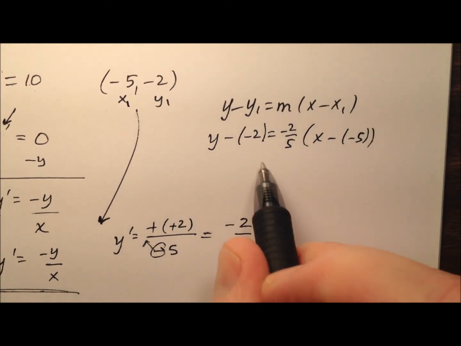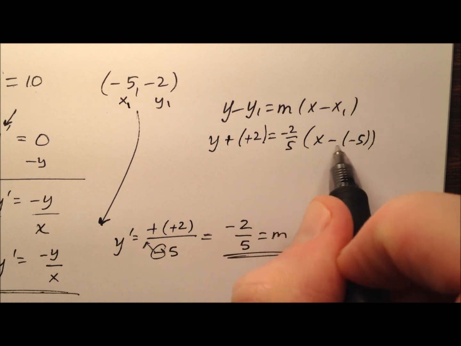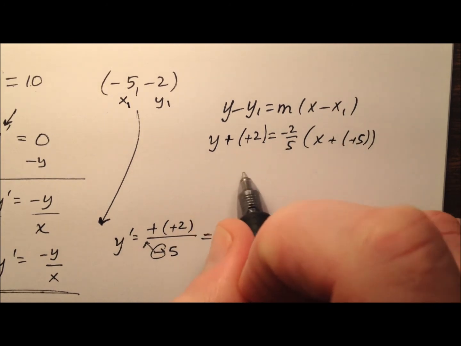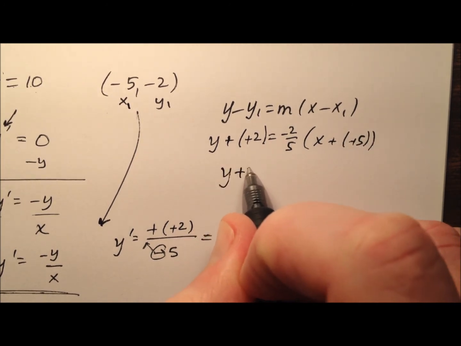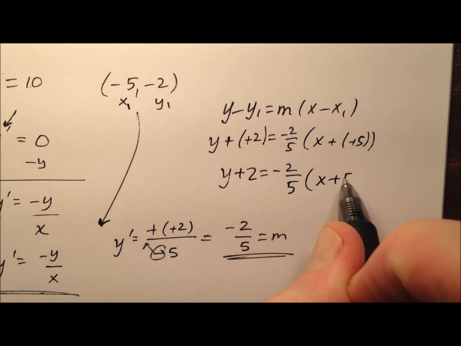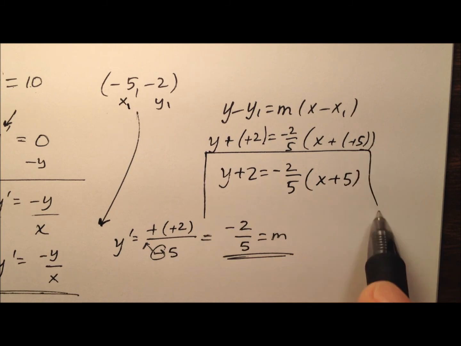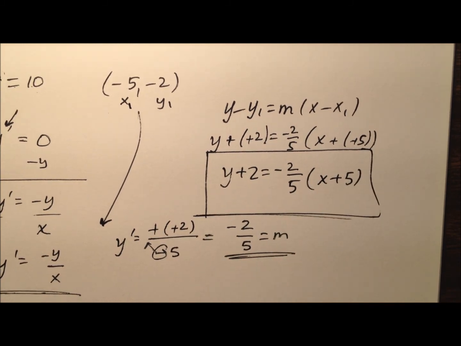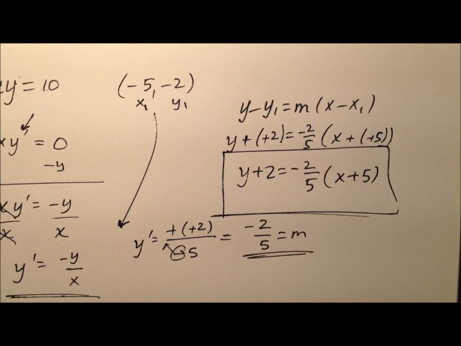Of course, we can clean it up a little bit here. We'll do a little swoosh swoosh there, a little swoosh swoosh there. And so it looks like we'll have y plus 2 equals -2/5 times the quantity x plus 5. And there's the equation written in point-slope form. Okay, so let's go ahead and look at a graph of that.